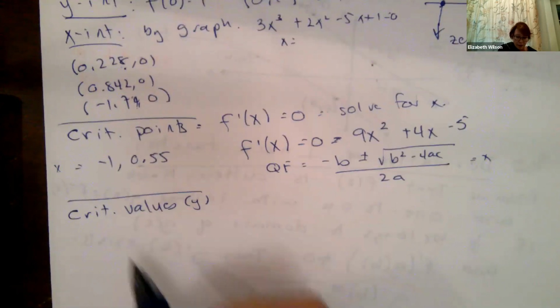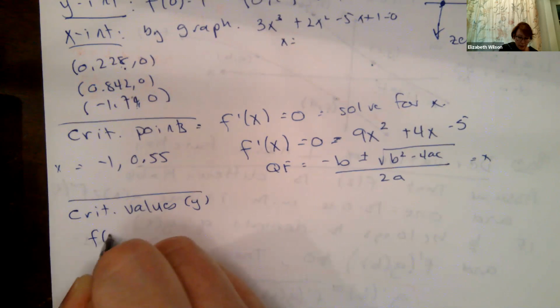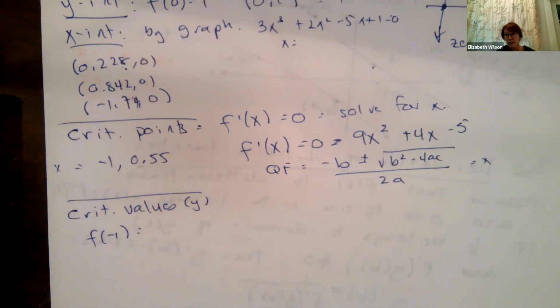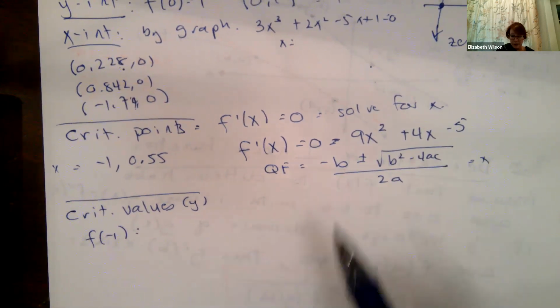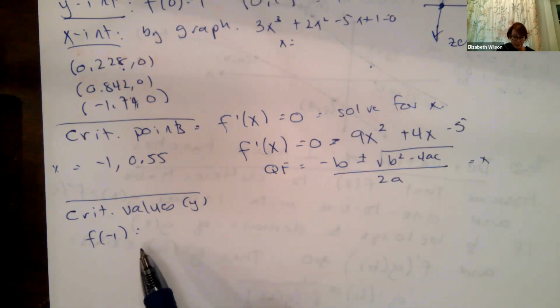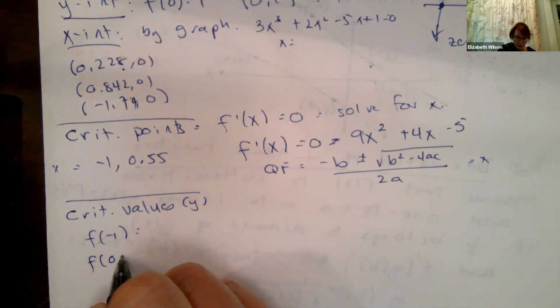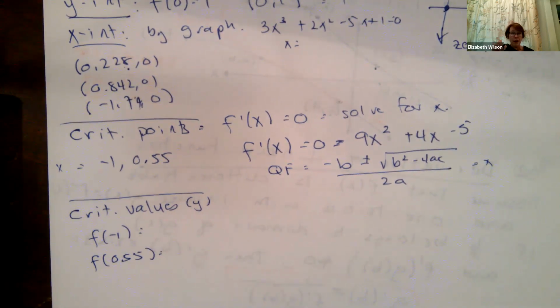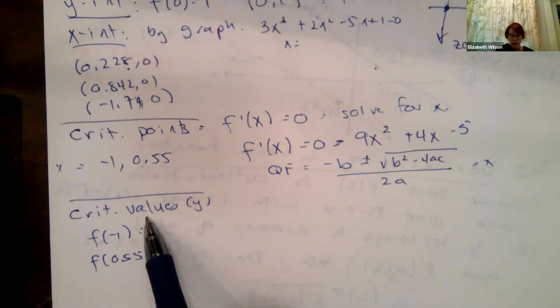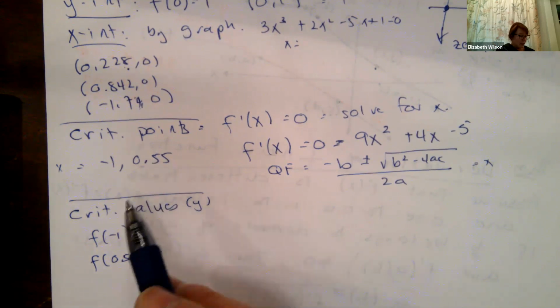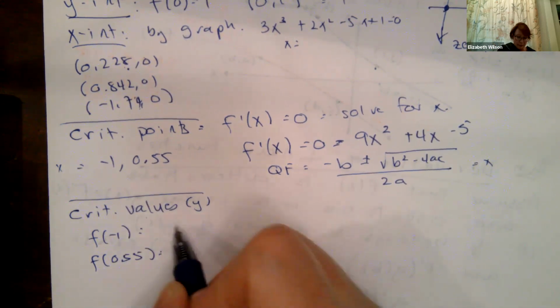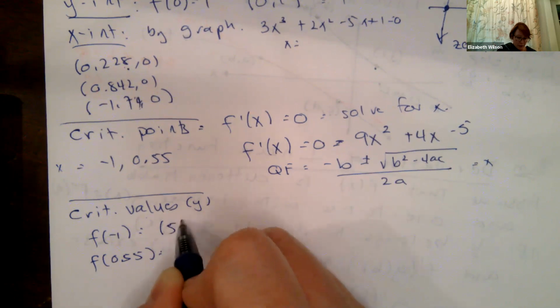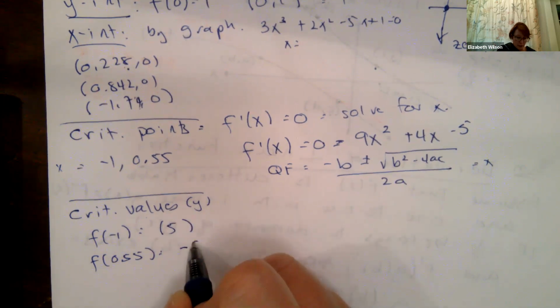So I take my critical point and I plug it into my function. Plug it into your derivative, you'll get 0, hopefully. So I'm going to plug these into my function, f of -1 and f of 0.55, to find out what the corresponding y values are, right? Critical value is a y, critical point is an x. Okay, so the critical values that I get, the first one is 5, and this one's equal to minus 0.65.